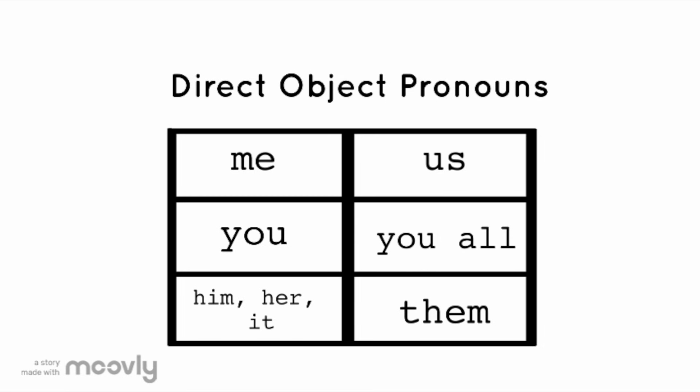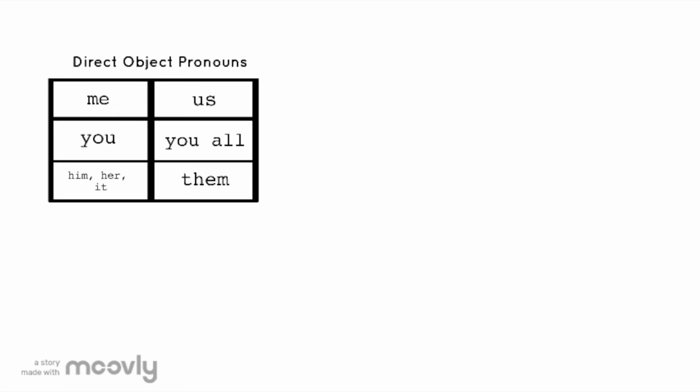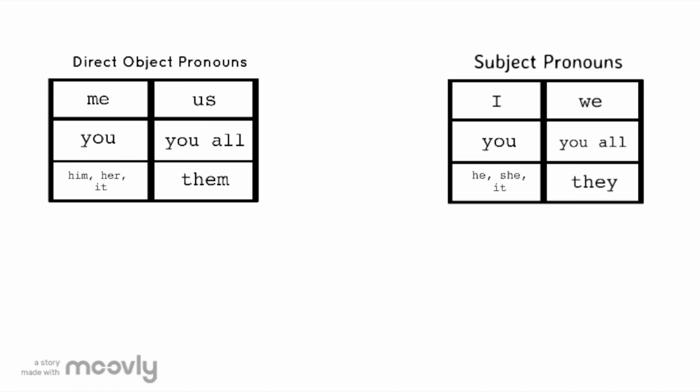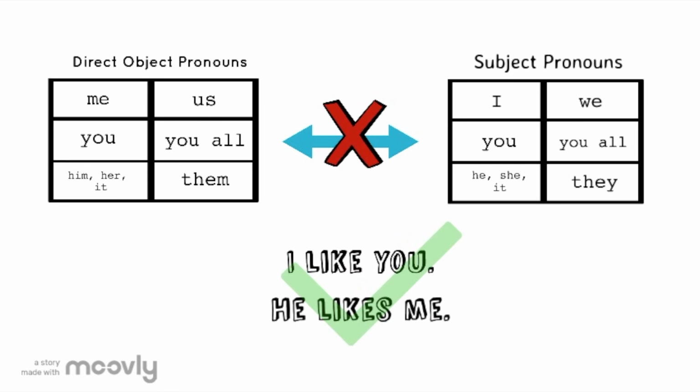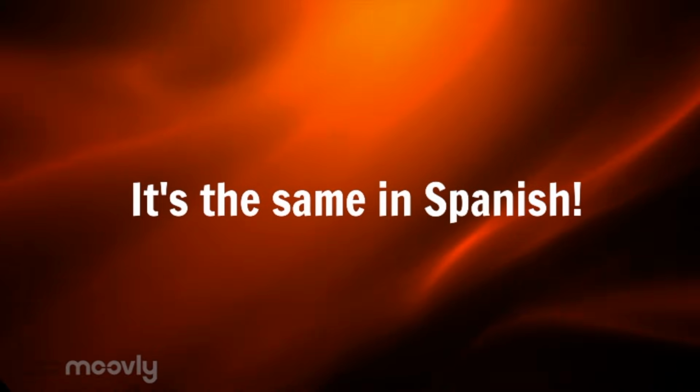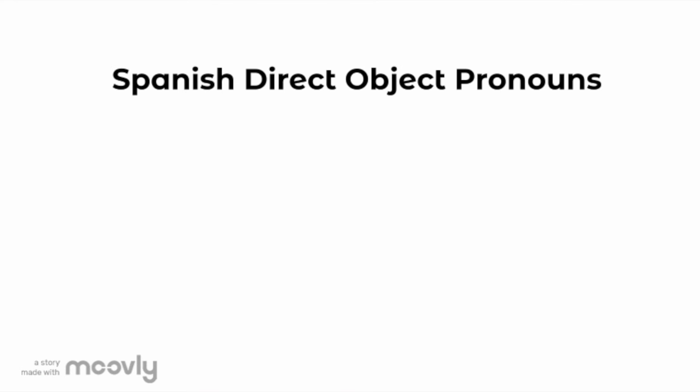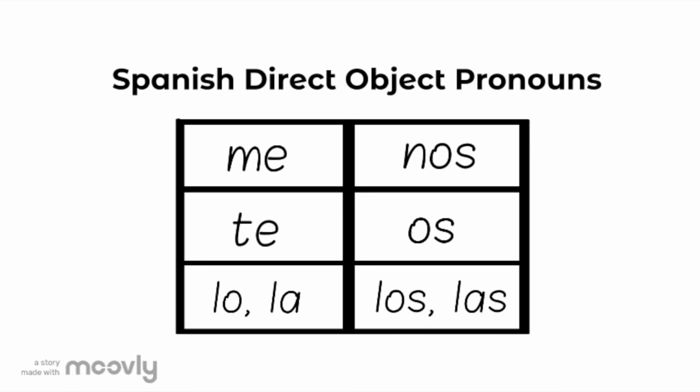You can already tell why it's important to know the difference between subject and object pronouns. While there are some similarities, like the second person singular, third person singular, and second person plural, they aren't interchangeable. It doesn't make sense to say me like you or he likes I, because in that case you're treating subjects like objects and vice versa. Well, the same is true in Spanish. These are the direct object pronoun choices in Spanish. They're pronounced me, te, lo, la, nos, os, los, and las.